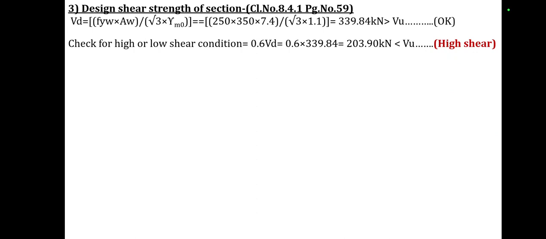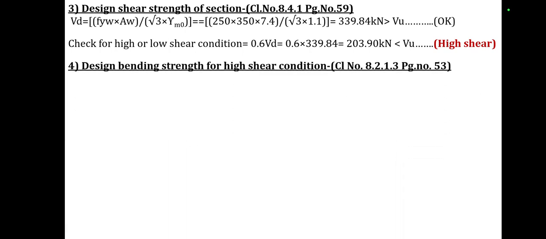Then we have to check the beam for the high or low shear condition, which is 0.6 Vd. It should be greater than Vu. If it is greater than Vu, it is a case of low shear. But in this case, 0.6 Vd is less than Vu, hence it is a case of high shear. Note that whenever it is a case of high shear, we have a different formula to calculate the bending strength.